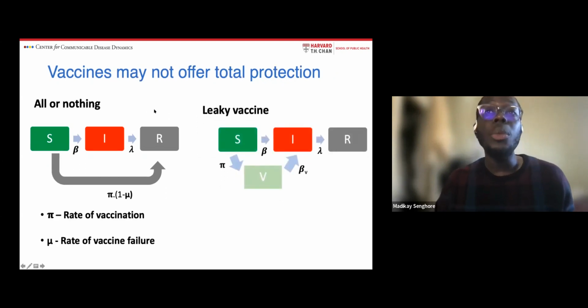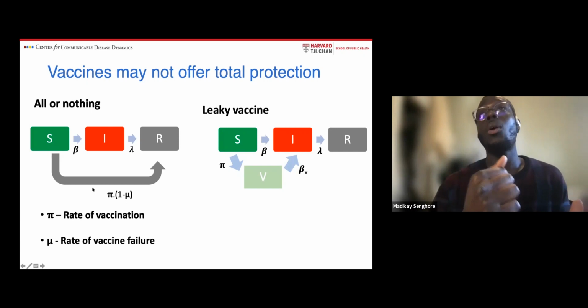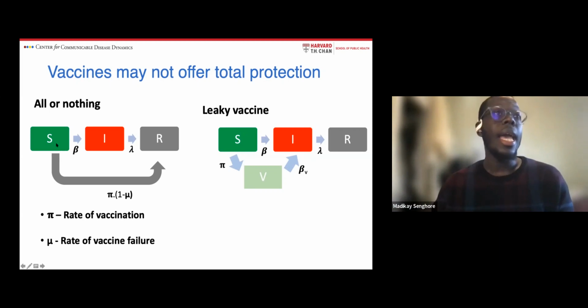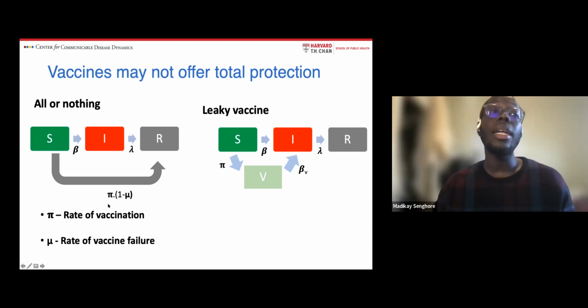Now, in the real world, vaccines don't always work as you hope that they would work. So there are some scenarios, for example, in an all-or-nothing vaccine, where when you vaccinate an individual, either they have full protection or they're not protected at all. So you'd have vaccine failure or you'd have the vaccine working. In which case, the rate at which people go from S to R would be pi, the rate of vaccination, and mu here is the rate of vaccine failure. So only the people who do not get vaccine failure end up in R, and the rest stay in S, and the SIR model progresses as normal.